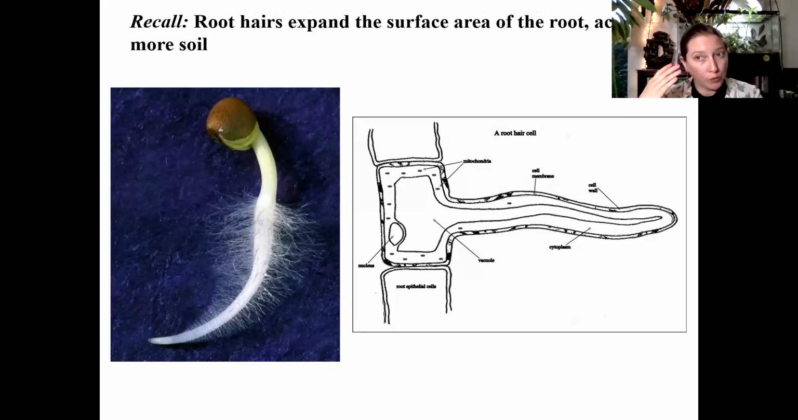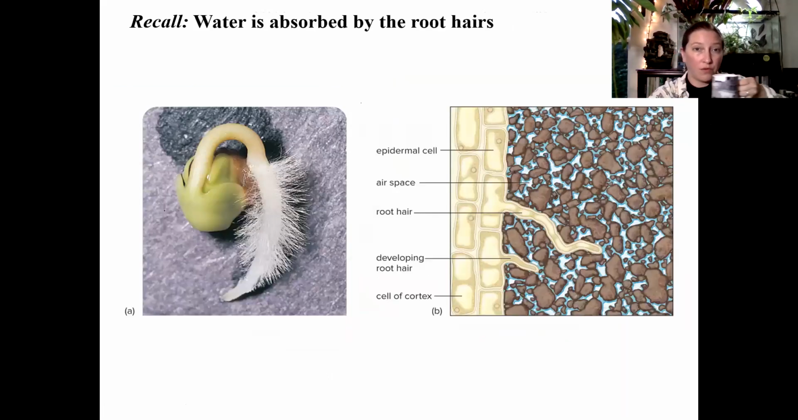We're all talking about water movement and transpiration, right? So water movement and transpiration. This is also a recall slide talking about root hairs. The top says root hairs expand the surface area of the root, accessing more soil. And so we already talked about that in the root lecture. Root hairs are part of the epidermis. Root hairs are going to be what actually absorbs water from the soil.